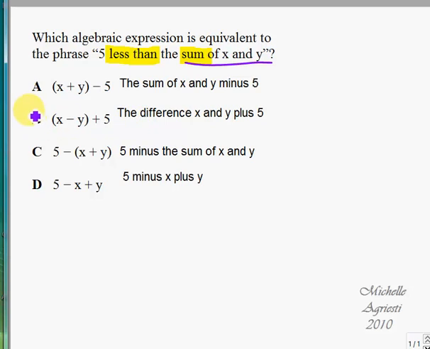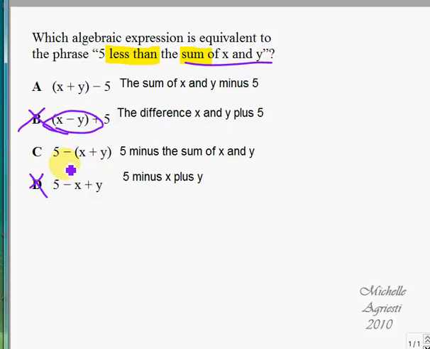So this B is out. That definitely is not the sum of x and y. This one is really not, because this is a negative x. And so I'm going to eliminate that one. So now we've narrowed it down to 2. We need one more wrong answer. Could it be C or A? 5 less than the sum of x and y.